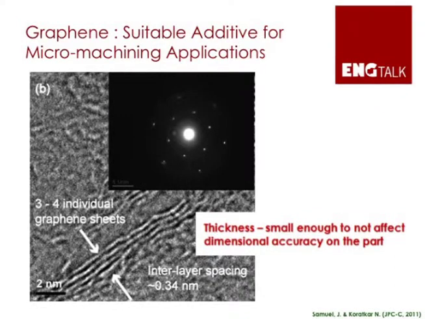The other thing about graphene which allows us to do this particular operation is the fact that its thickness is extremely low. When you look at the cross section of the graphene platelet, what you find is these are made up of 3 to 4 individual graphene sheets. The overall thickness could be as small as 2 to 3 nanometers. So what you have is an additive which is thin enough to go into the interface between the tool and the workpiece, provide cooling and lubrication hopefully, without interfering with the dimensional accuracy of the part.